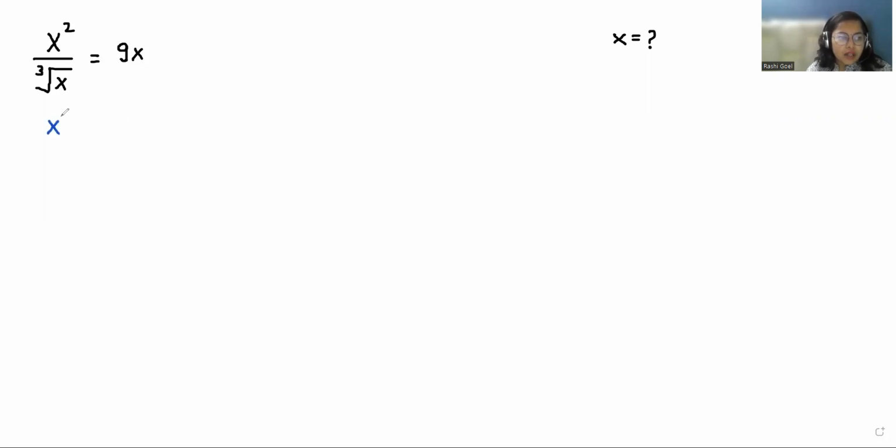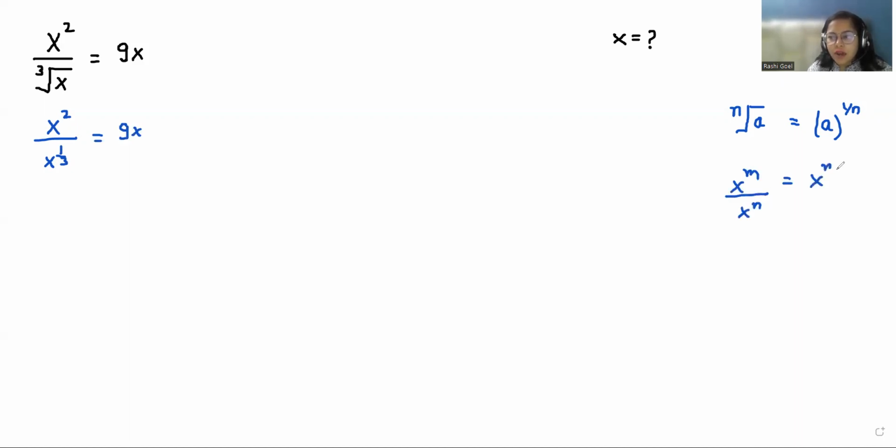So we can write this as x square by, we have an exponent rule: the nth root of a can be written as a power 1 by n. So similarly, we can write it as x power 1 by 3 is equal to 9x. Now, according to the exponent rule, x power m by x power n, we can write it as x power m minus n. So x power 2 minus 1 by 3 is equal to 9x.